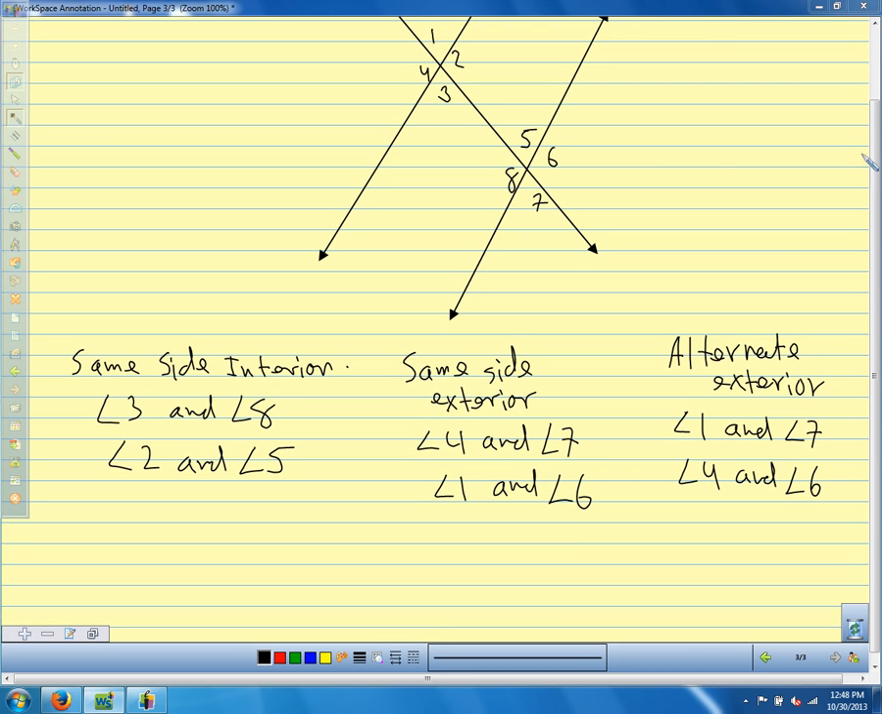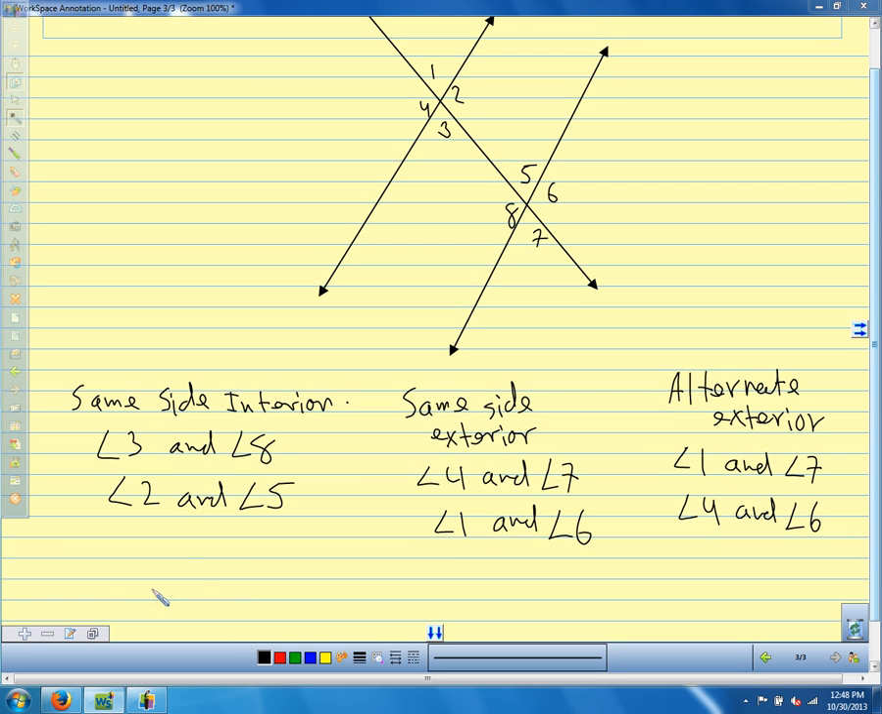Now on the bottom of your sheet, it talks about vertical pairs. What do we know about all vertical pairs of angles? They're congruent. And we have lots of vertical angles here. These two are vertical angles. These two are vertical angles. These two are vertical angles. These two are vertical angles. So vertical pairs are congruent. And there are lots of vertical pairs on these intersecting lines.